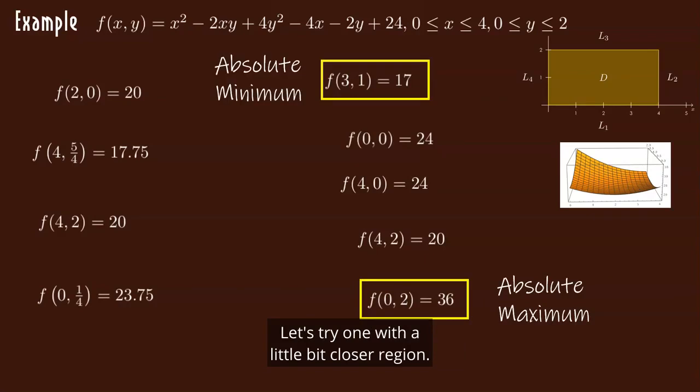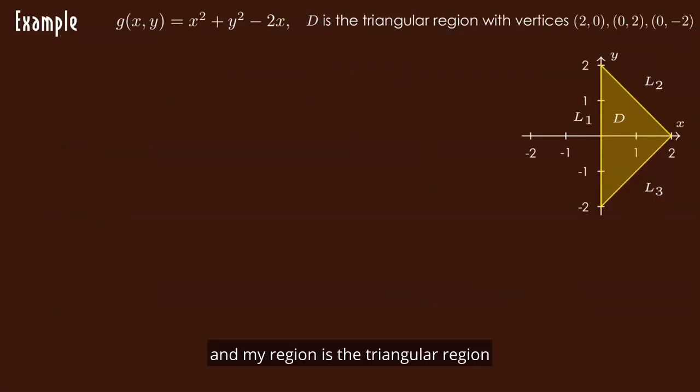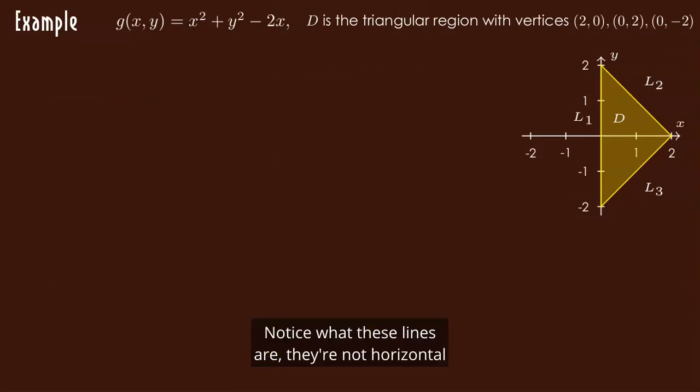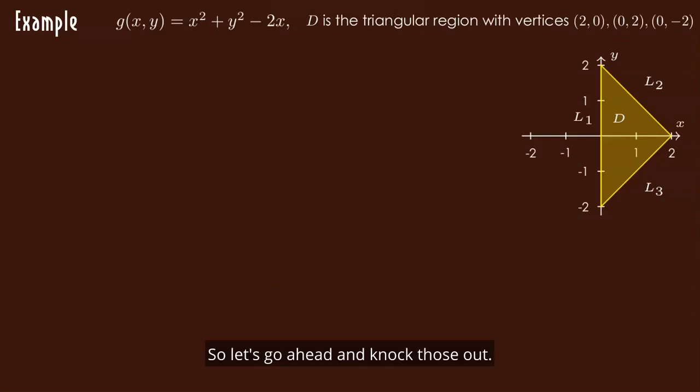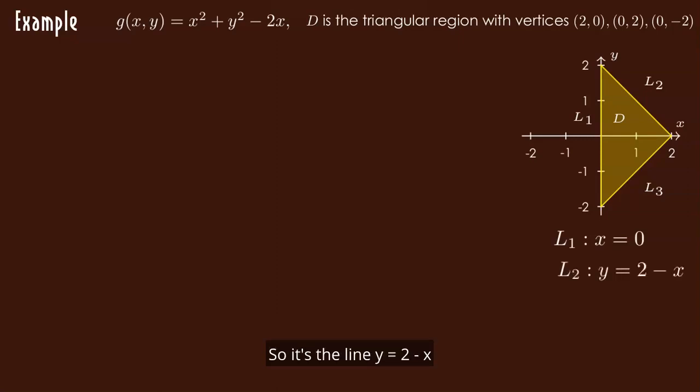Let's try one with a little bit grosser region. Suppose I have the function x squared plus y squared minus 2x, and my region is the triangular region with the vertices 2, 0, 0, 2, 0, negative 1. Notice what these lines are. They're not all horizontal or vertical lines. So let's go ahead and knock those out. I know L1 is the line x equals 0. L2 has a slope of negative 1 and it goes through 2. So it's the line y equals 2 minus x. And L3 is the line y equals x minus 2.